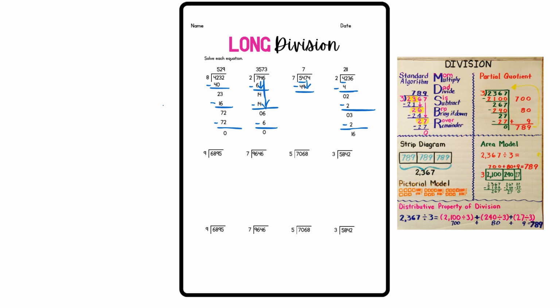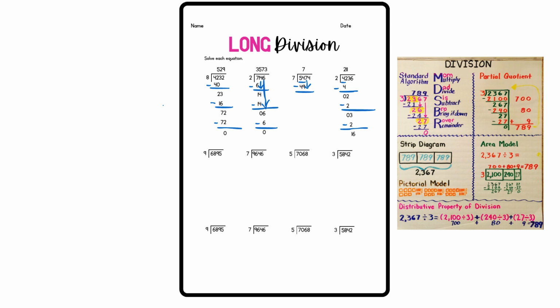All right, so the last one in the first row is 4,236. So we start with the 4. And I did not finish this one for you guys, but I gave you a good start. 2 times 2 is 4. When we subtract, we get 0. We bring down the 2. 2 goes into 2 one time, and that's why we have a 1 up top.